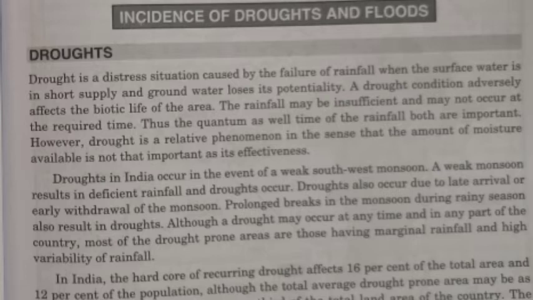The drought condition adversely affects biotic life, because another calamity can occur, that is famine, isn't it? So the quantity and the timing of the rainfall are equally important. A series of droughts has occurred in India in the past. These have been caused by a weak southwest monsoon. They can also occur due to the late arrival or early withdrawal of the monsoon, and prolonged breaks in the monsoon season, the rainy season. In India, drought-affected areas are nearly 16% of the total area, and nearly 12% of the population is adversely affected by it.